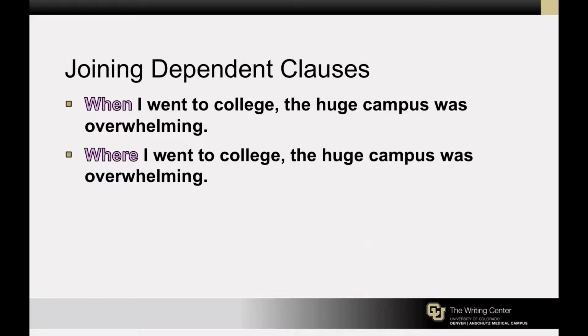To see how different subordinating conjunctions have different rhetorical effects and meanings, let's compare two sentences with two different subordinating conjunctions, when and where. In the first sentence, when I went to college, the huge campus was overwhelming, the subordinating conjunction when emphasizes time, so we understand that the campus was overwhelming at that moment. In the second sentence, where I went to college, the huge campus was overwhelming, the subordinating conjunction where emphasizes place, so we understand that the campus was overwhelming due to its location. Again, both are grammatically correct, but it's up to you, the writer, to decide which option best fits your meaning.